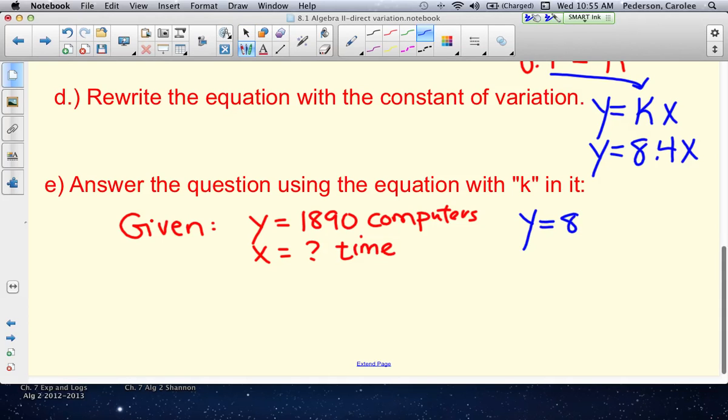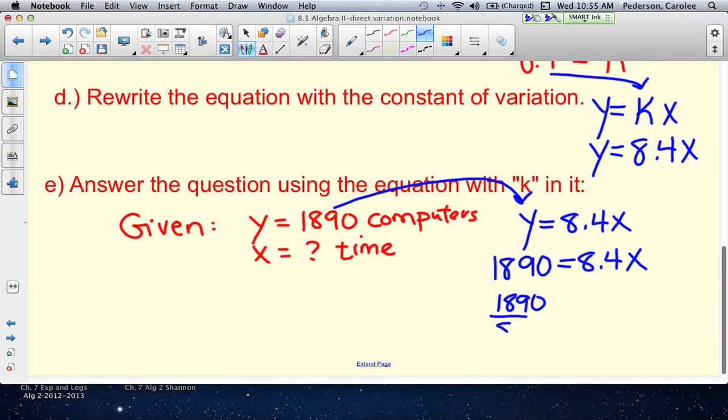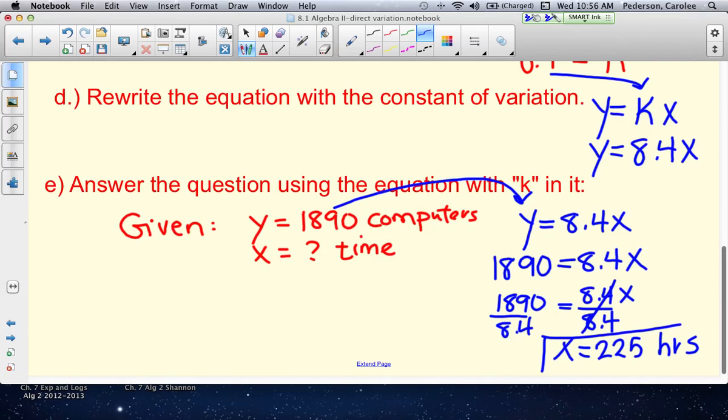So we're going to use that equation in the blue above and substitute in our given. So y equals 8.4x, we're going to substitute 1,890 in. Now we solve for x, which is our time. So we undo the 8.4. We're going to divide both sides by 8.4. Now we get x equals 225. We have to put the units, hours. So there is our answer.